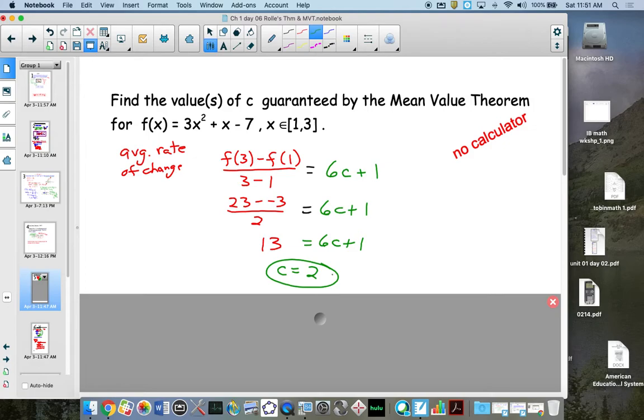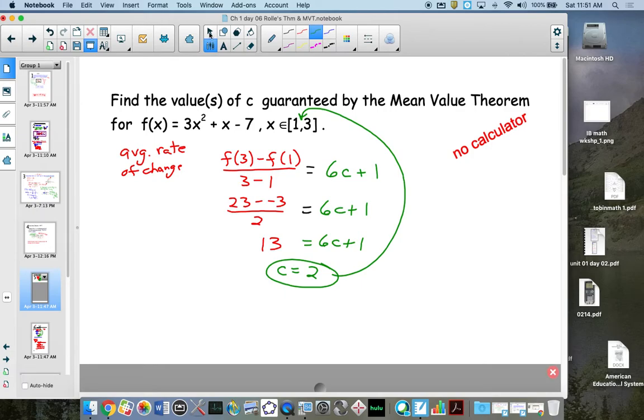And then double check, is 2 in this interval? Yes, it is. Is our function continuous on the closed interval? Yes, it's a parabola. Is it differentiable? Yes, because it's a parabola, it's a polynomial. And our c value comes in between 1 and 3.